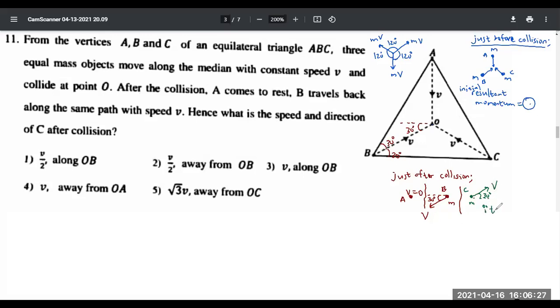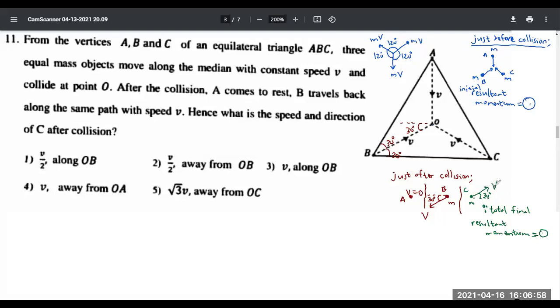Because the total final resultant momentum must be what? 0. It must be 0 because the initial total resultant momentum is 0. So the final total resultant momentum should also be 0, because A is already at rest, so it does not have any momentum. B is moving towards the OB direction. That means C should move in the opposite direction to balance that out. So it should be moving along which direction?